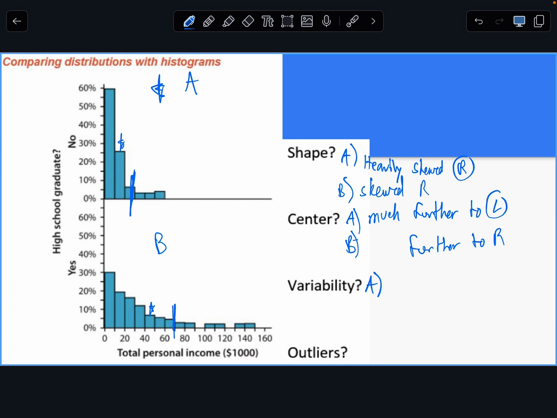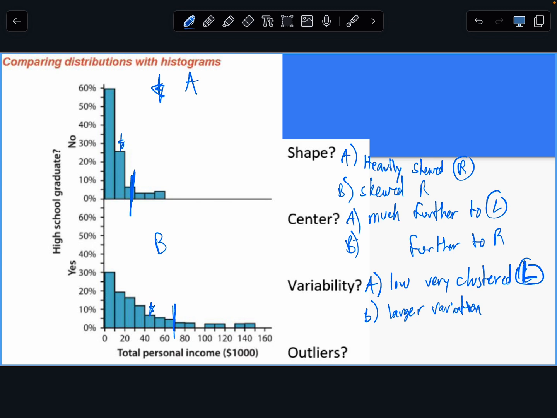For the variability, remember variability means how spread out. I would say that graph A has low variability, very clustered on the left. B has larger variation. It's more spread out.